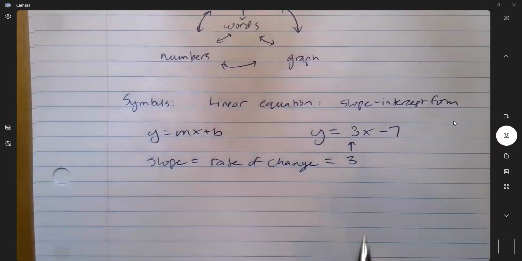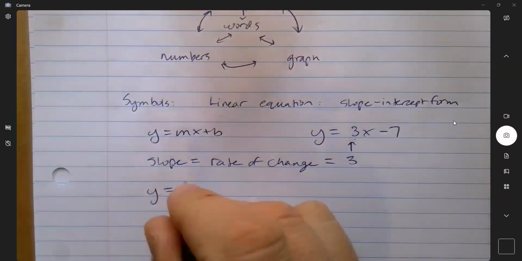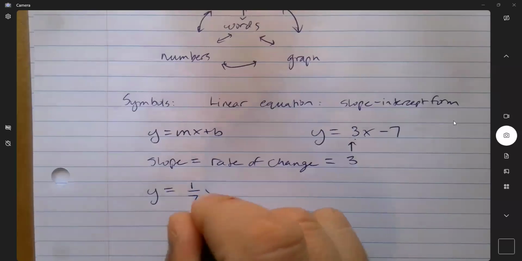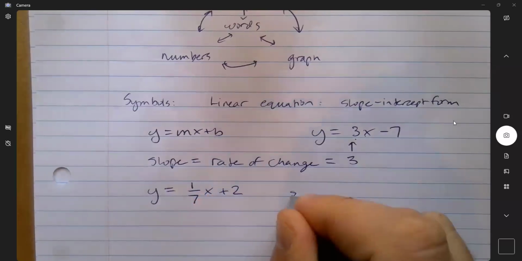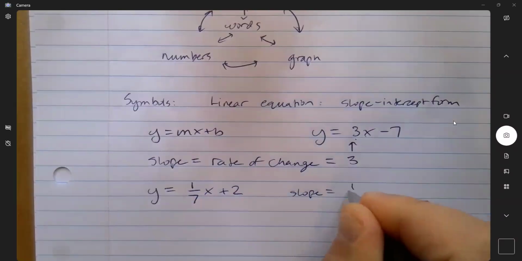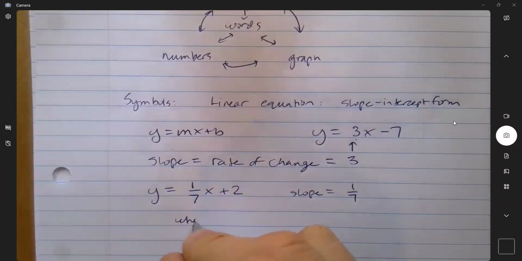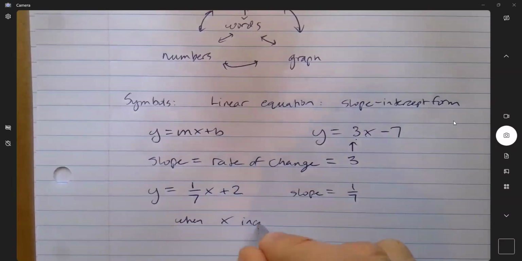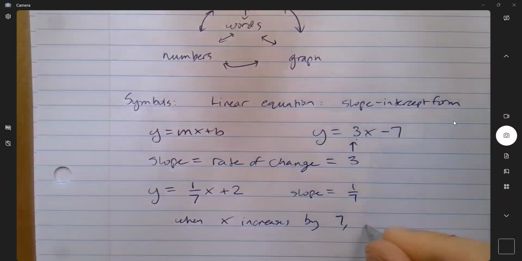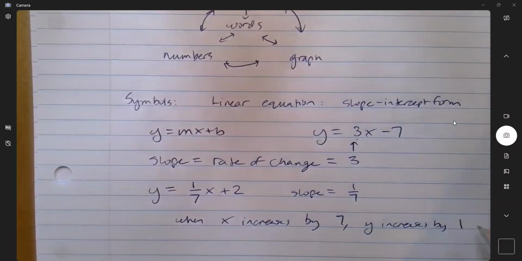My slopes can be simple positive numbers like 3. They can be fractions like 1/7 x plus 2. The slope here is 1/7. And what that means is when x increases by 7, y increases by 1.